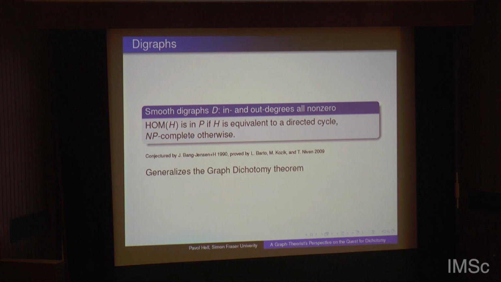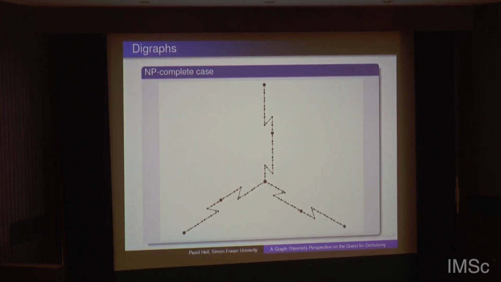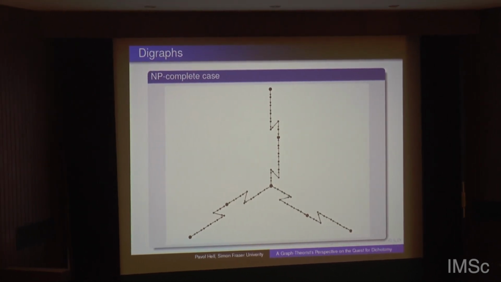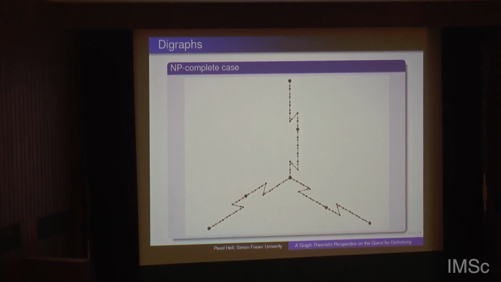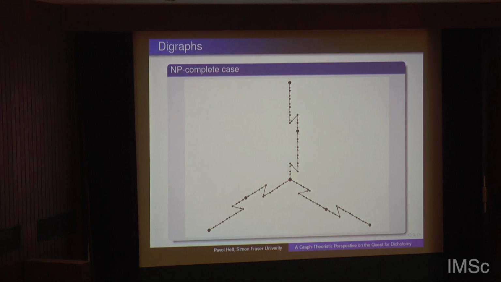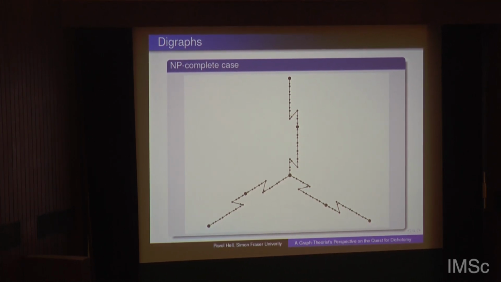Well, this was eventually proved by Barto, Kozik, and Niven in 2009. But for general digraphs, we still don't have a nice answer. Here is an example of a tree for which the homomorphism problem is NP-complete. But if you change the length of the paths just a little bit, it becomes polynomial.